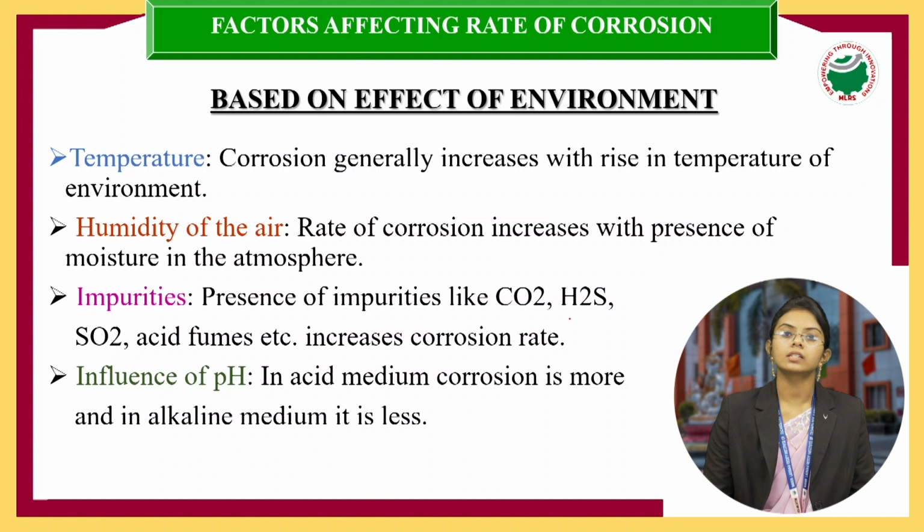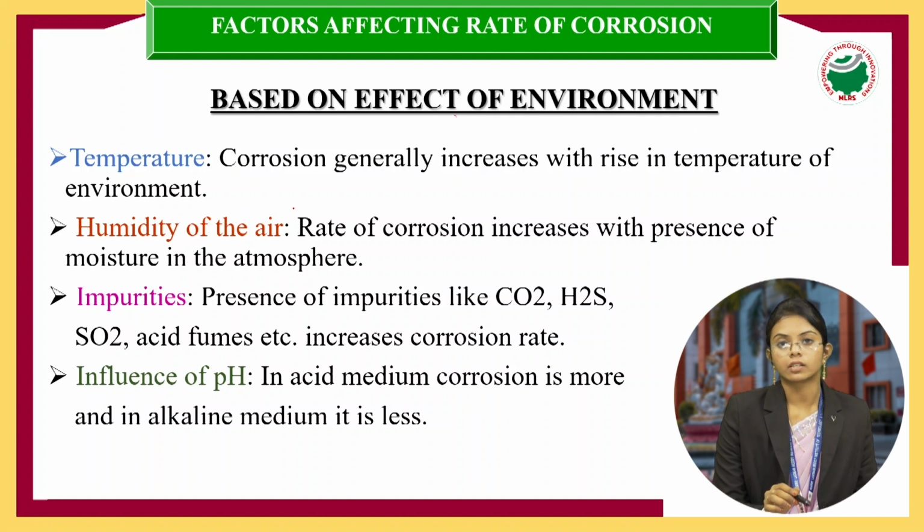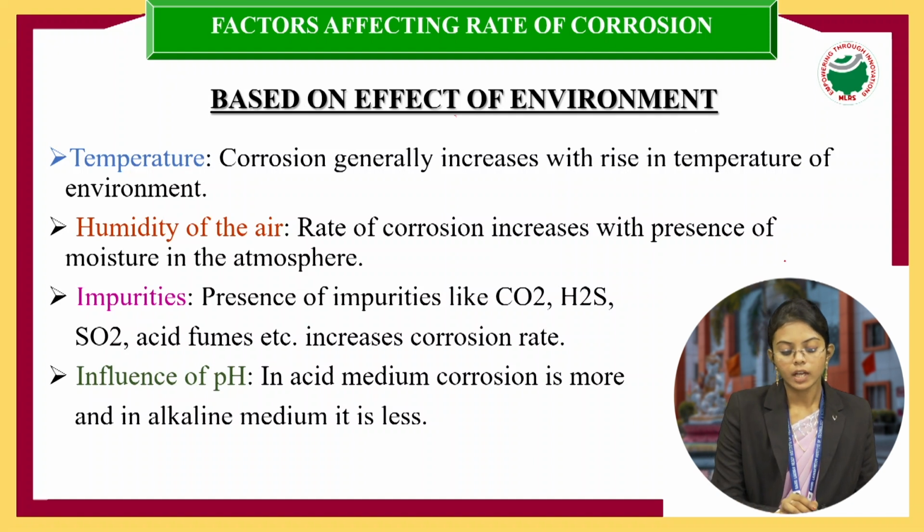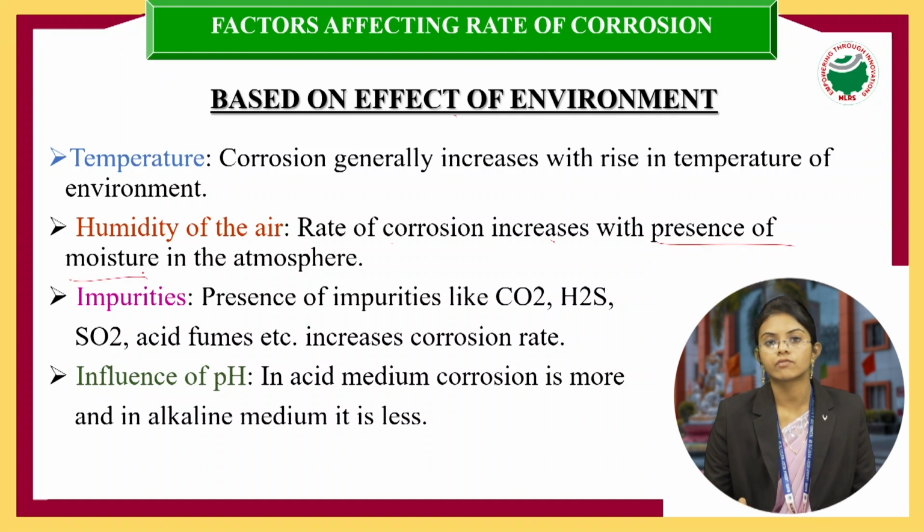The next factor is the effect of environment, and here we have temperature, humidity, pH and impurities. Based on temperature, if we have high temperature conditions, then the rate of corrosion is high. If we have low temperature conditions, then the rate of corrosion is less. Coming to humidity, the rate of corrosion increases in the presence of moisture, as we have seen in wet corrosion. There we have the presence of moisture or electrolyte solution, which is why the metals corrode. So if humidity or moisture is present, the rate of corrosion is more.